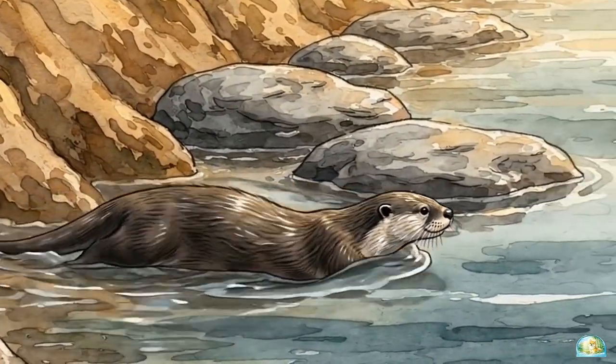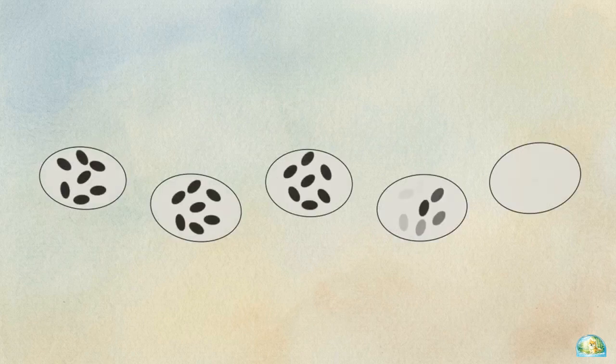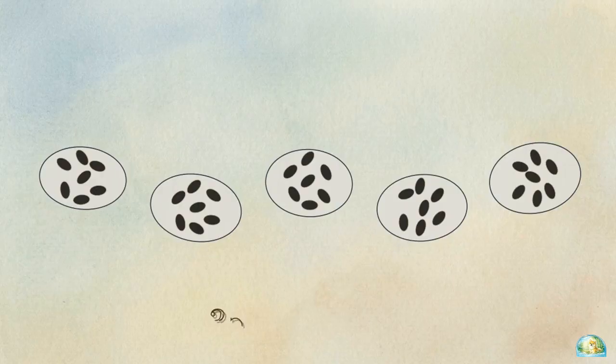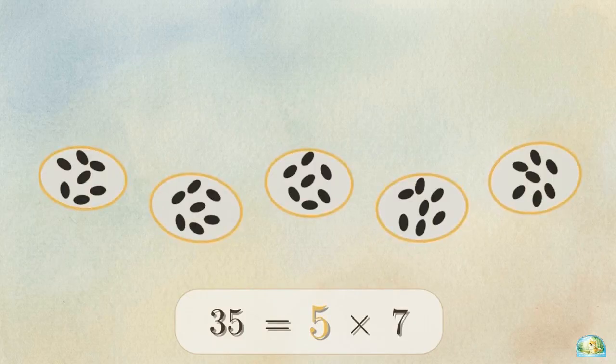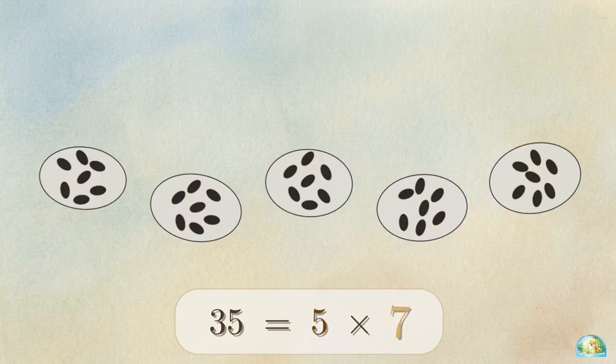Watch closely as Sedge the river otter smoothly slides down the muddy bank to check the first set of rocks. She has filled 5 rocks with exactly 7 mussels each. This forms an equation: 35 equals 5 times 7. Look closely at the math. There are 5 separate groups, and inside every group sit 7 mussels. These 5 equal copies build to 35.